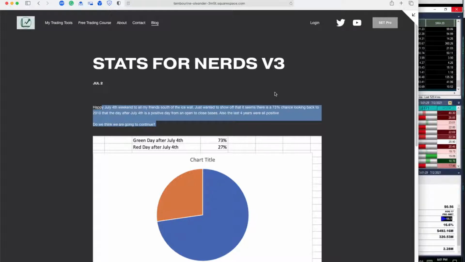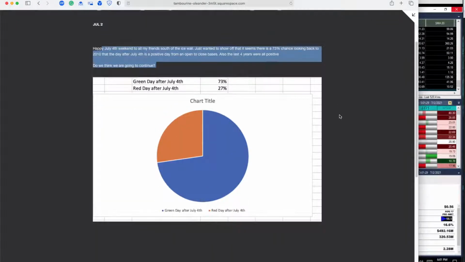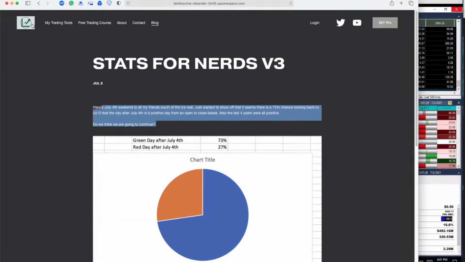So 73% is positive. So whatever you guys do on your long weekend, you get drunk and shoot fireworks, and I don't know, I just imagine Americans just shooting guns into the air and yelling. It seems to help because you guys come back super jacked up, and 73% of the time you guys pump the market. So that's all the kind of cool stuff that you can see here.